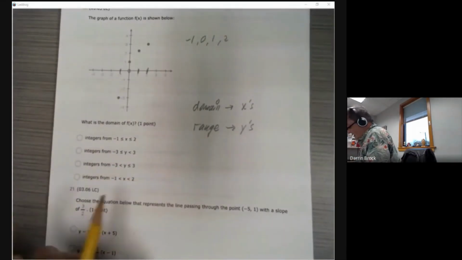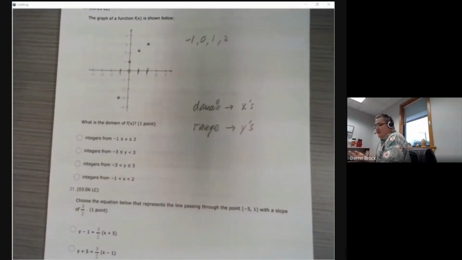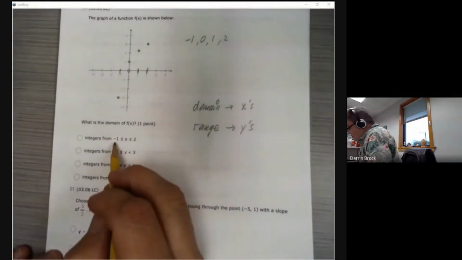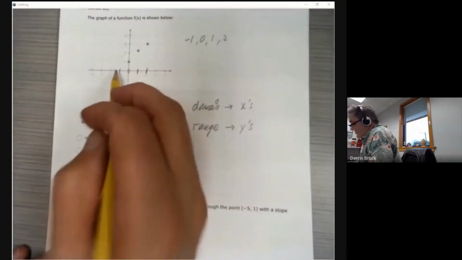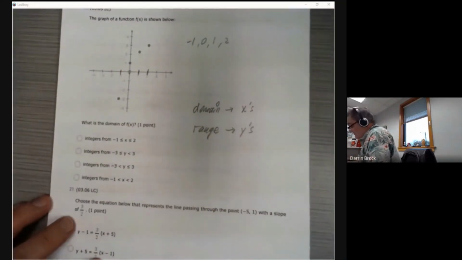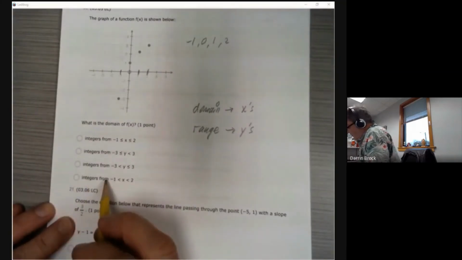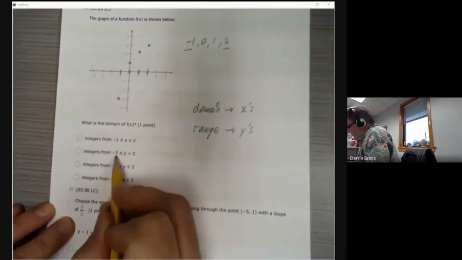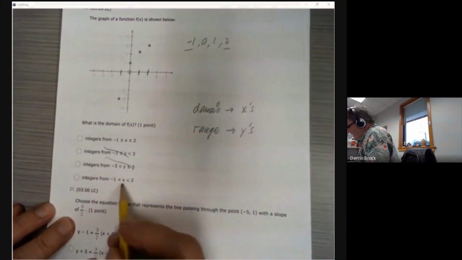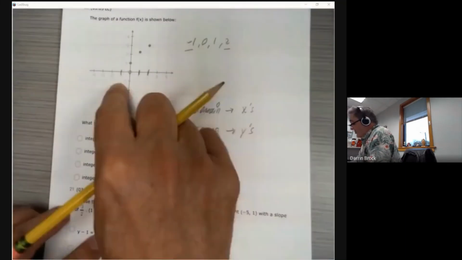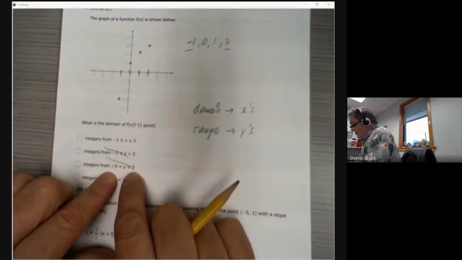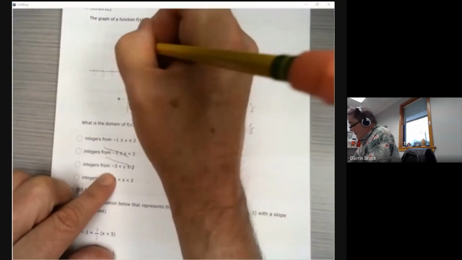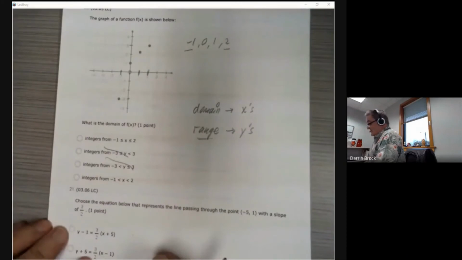That's all the x's. So our choices are integers. They're all integers, which means it's not going to be a fractional number. It can't be 3/4. It can't be pi. It can't be negative 1/2. It's not going to be 0.2. Integers are only counting numbers. It could be a negative, but it's a number. It's not a fraction. So integers from negative 1 to 2. Ours goes from negative 1 to 2. The negative 3 to 3 is going up and down. That's the range. It didn't ask us the range.